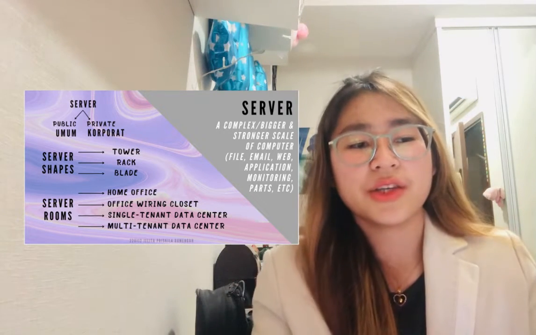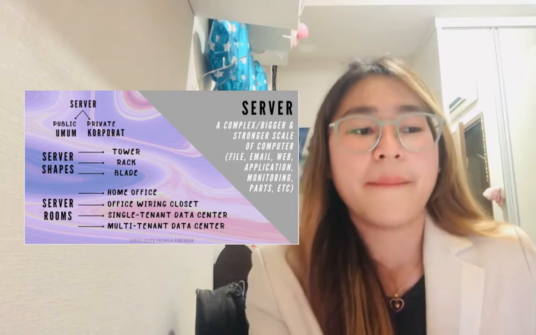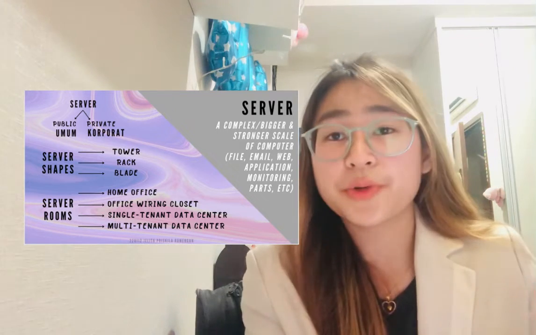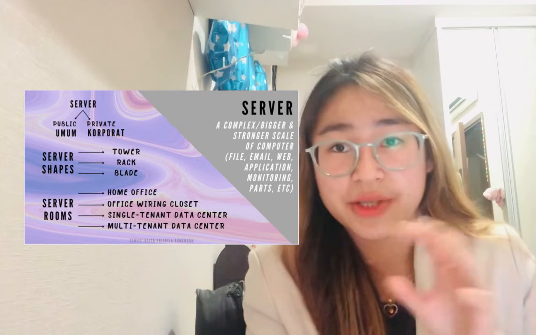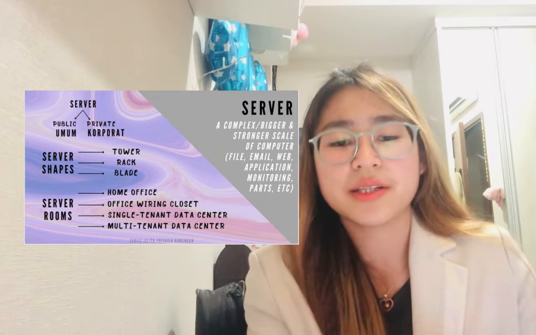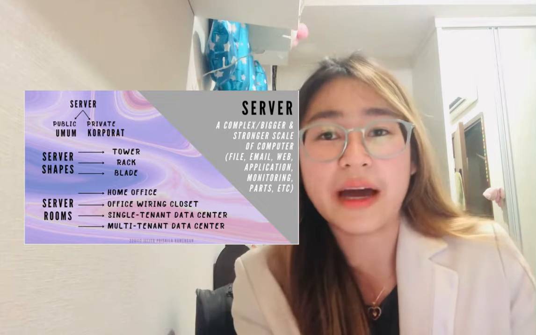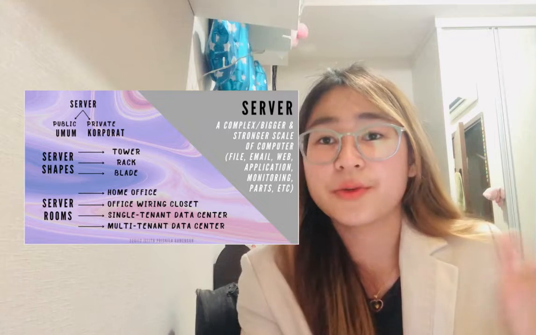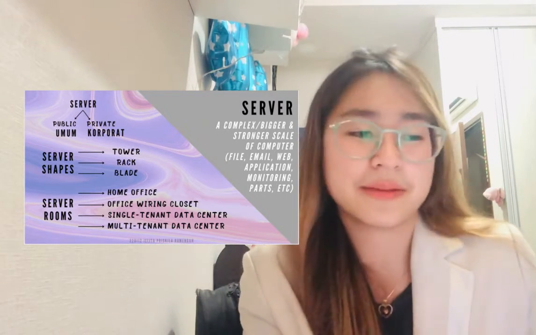When you are using the office wiring closet, you have to consider the room temperature, because the server and all the hardware systems are going to produce heat, and it will make the room even hotter. That is why you have to consider the cooling system. The cooling system is to cool down or neutralize the room temperature so that the server can work properly and won't overheat.